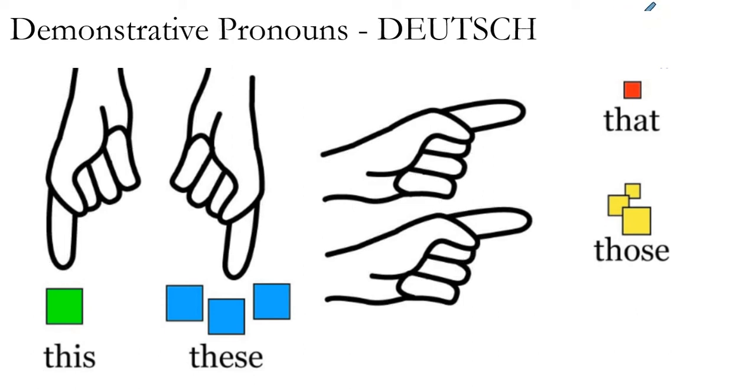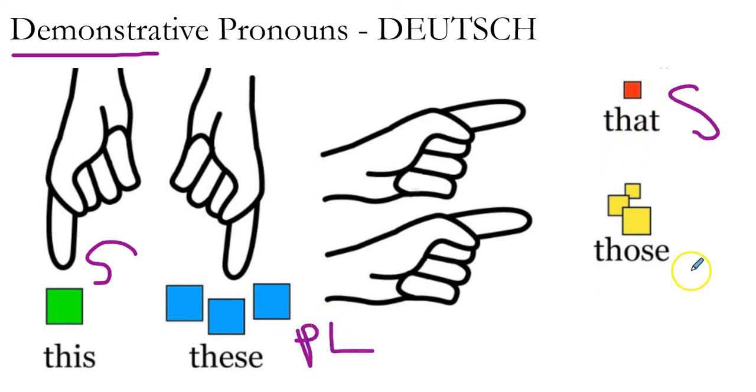Demonstrative pronouns. We're going to talk about them in German, but let's quickly talk about them in English. Demonstrative pronouns has the word demonstrate in it. So if you're demonstrating, you're showing things. So in English, this, that, these, those. This and that would be in the singular, and these and those would be in the plural. So that's just a little bit about what a demonstrative pronoun is.